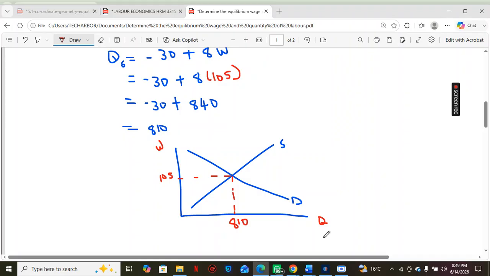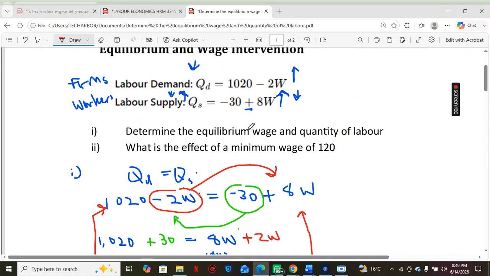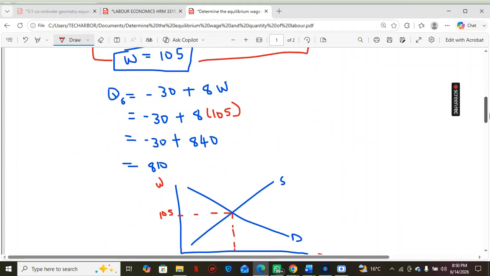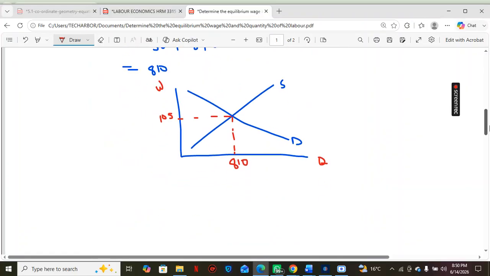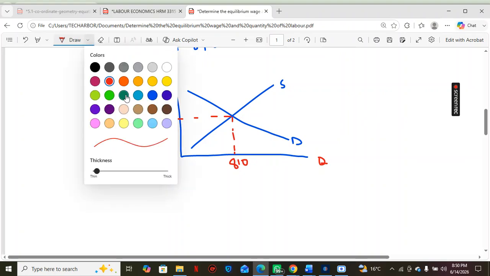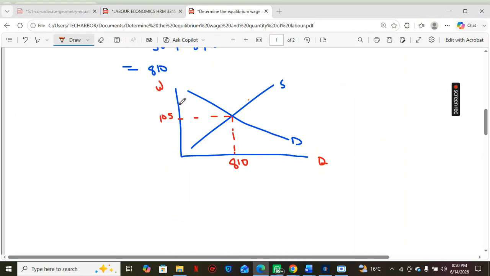If a minimum wage is enacted, what is the effect of a minimum wage of $120? If you remember in microeconomics, price floors: the minimum price that must be charged for a product. Here in labor economics, the minimum wage also acts like a price floor, because it's saying this is the minimum that you must pay your workers. You can't go below it, you can only go above it. So it's a price floor, and a price floor is always above equilibrium. Always remember that.